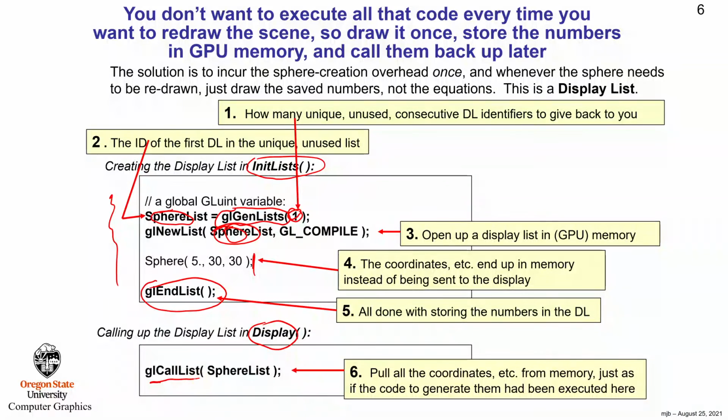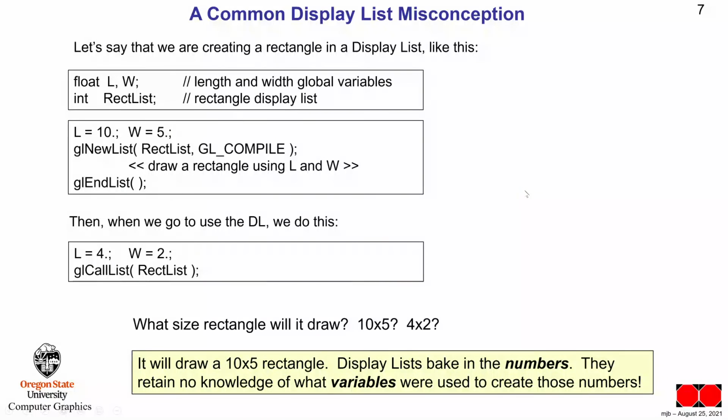You say call list, give it the name of the list, and it sucks all those coordinates out of GPU memory and sends them. And the graphics system really can't tell. The graphics system can't tell whether that command, that XYZ, just came from the CPU or whether it came out of a display listed GPU memory. It's great.